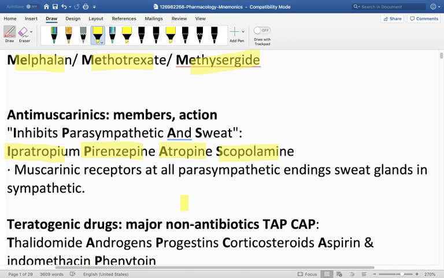All parasympathetic postganglionic fibers are muscarinic. And generally, sympathetic, even for them, especially when they are supplying sweat glands, there it is once more acetylcholine.